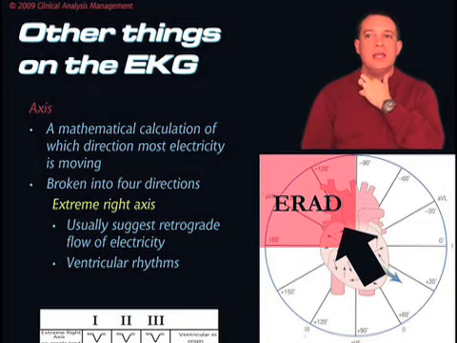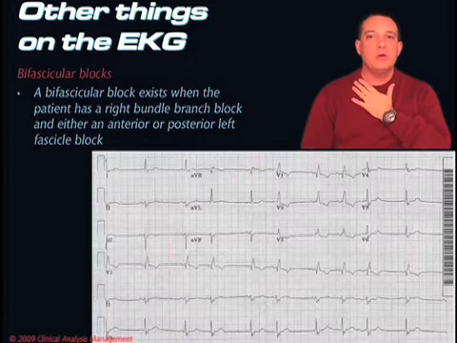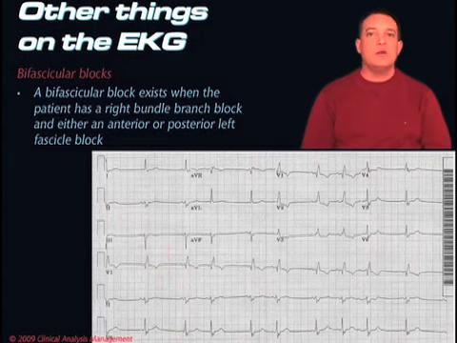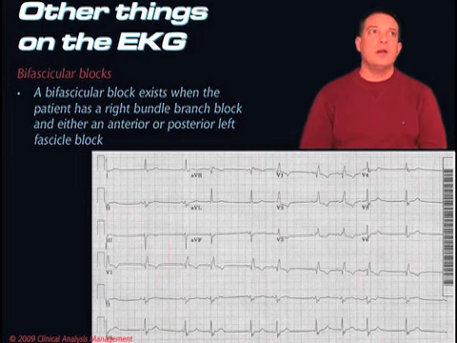Now, when we look at an EKG, one of the things that we're most concerned with, a fascicle block in and of itself is not that big a deal, but what we're really concerned about is when somebody has a bifascicular block. Well, what in the world is a bifascicular block? Well, a bifascicular block is when 2 of the 3 fascicles are blocked.